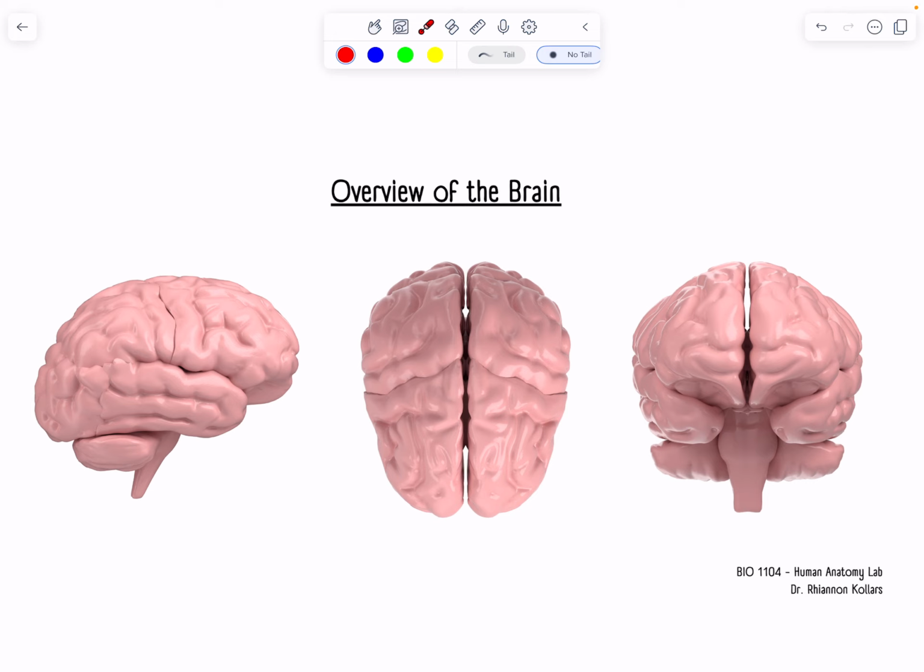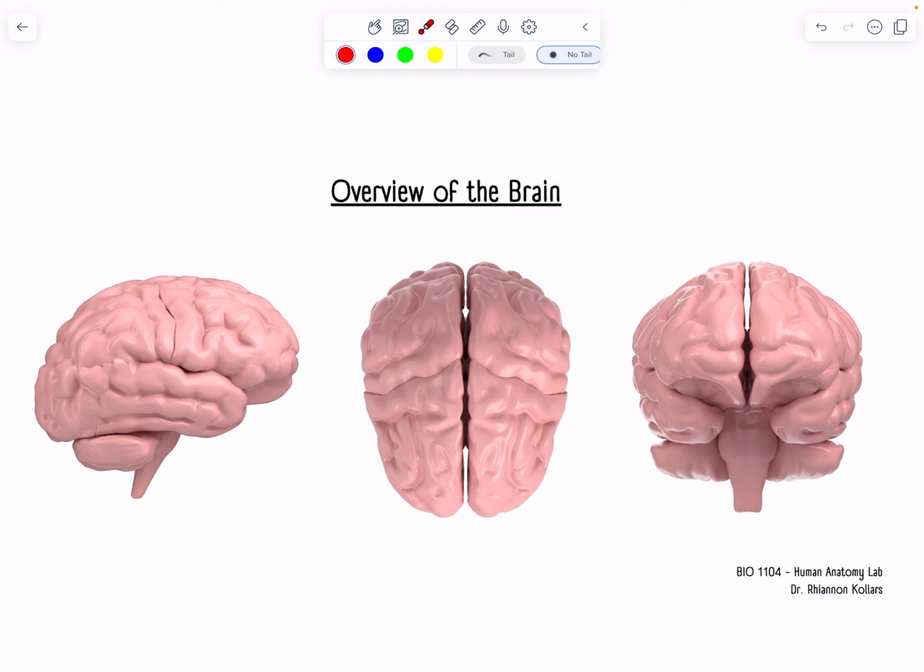So now let's talk about the cerebrum. The most superior part of the brain contains the cerebrum. It's divided into two hemispheres. Here we see we have a left and a right hemisphere of the cerebrum. Each of those is then divided into 4 different lobes.